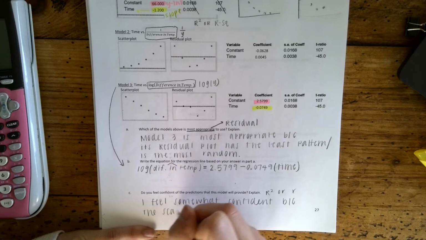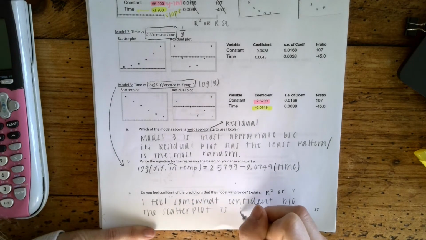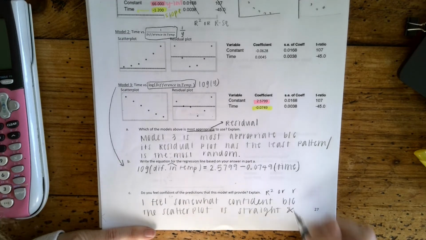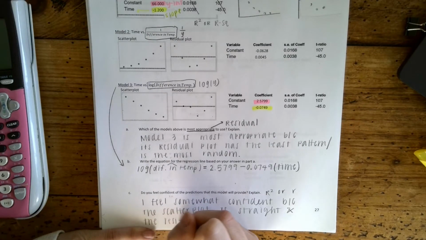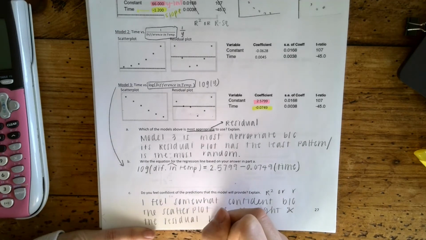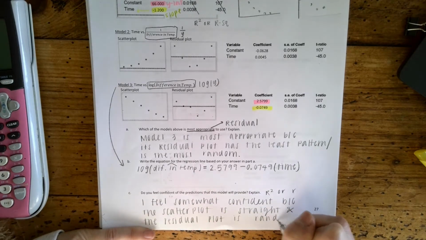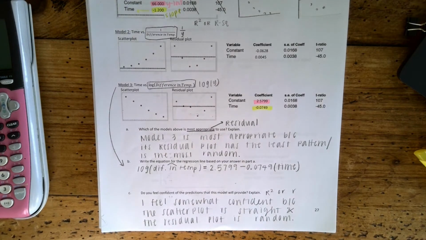I'm saying that because the scatter plot is straight and the residual plot is random. It would be best to talk about the r squared and the r value here, but because we don't have that, it's okay to base your answer on the scatter plot and the residual plot.